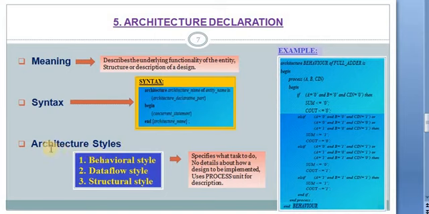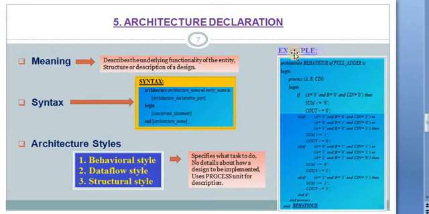Now there are three types of architecture declaration styles, that is behavior style, data flow style, and structural style. So let's discuss these three one by one. So first of all, what is behavioral style of architecture declaration? This style basically specifies what task a particular system is going to do in the written code, but it does not provide any details as to how a design is to be implemented. So it uses process unit for its behavioral description of the full adder, as you see in this example.